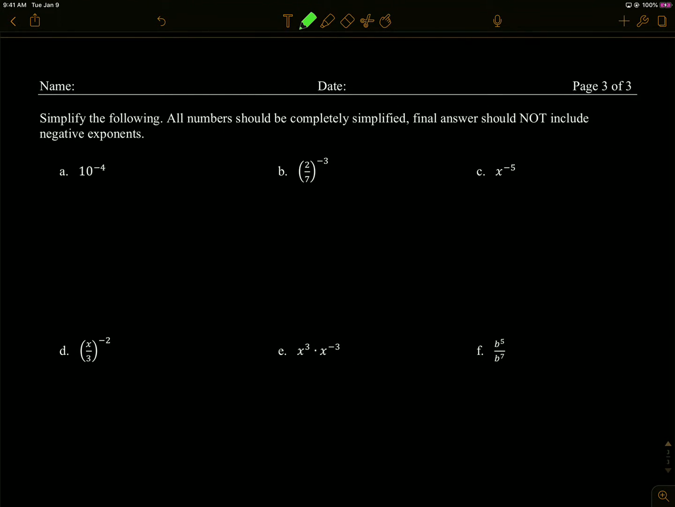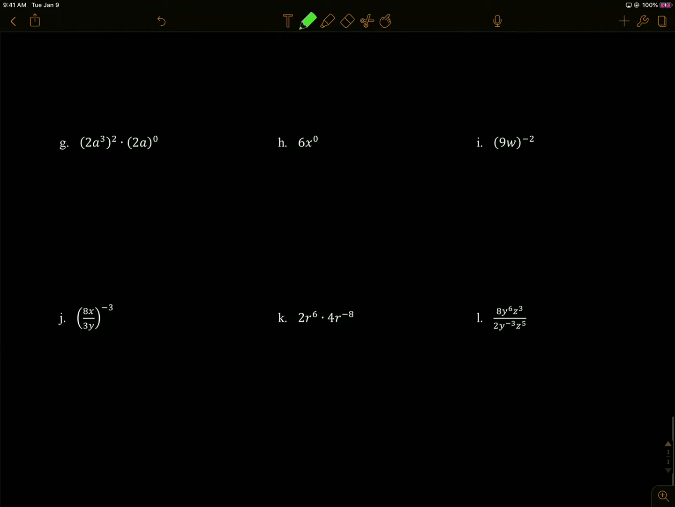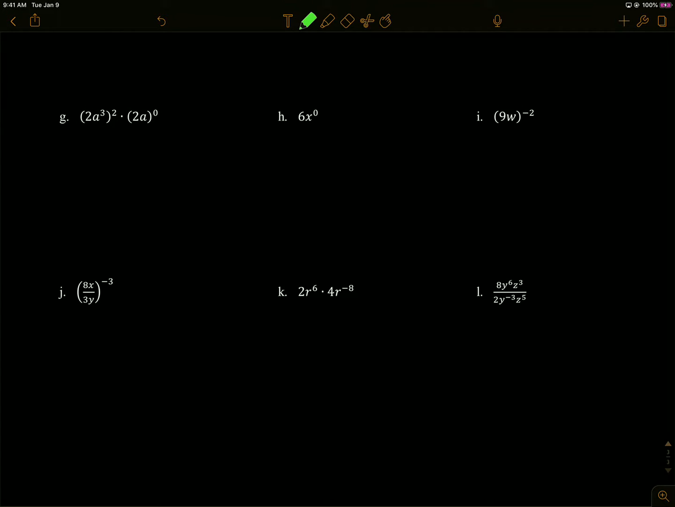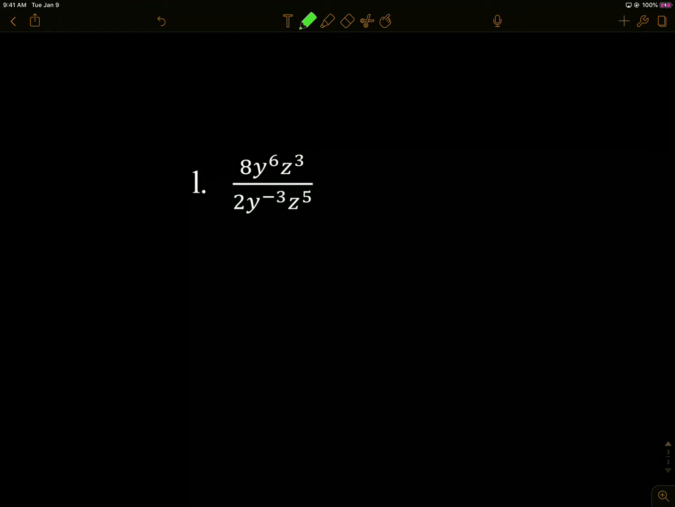All right, so here are some examples that we'll keep doing together. I'm going to do a couple with you, then I'm going to have you finish them up on your own. Let's start by going backwards again. So let's start down here at the hard ones. First I deal with the numbers: 8 divided by 2, I get 4, and it's on the top.